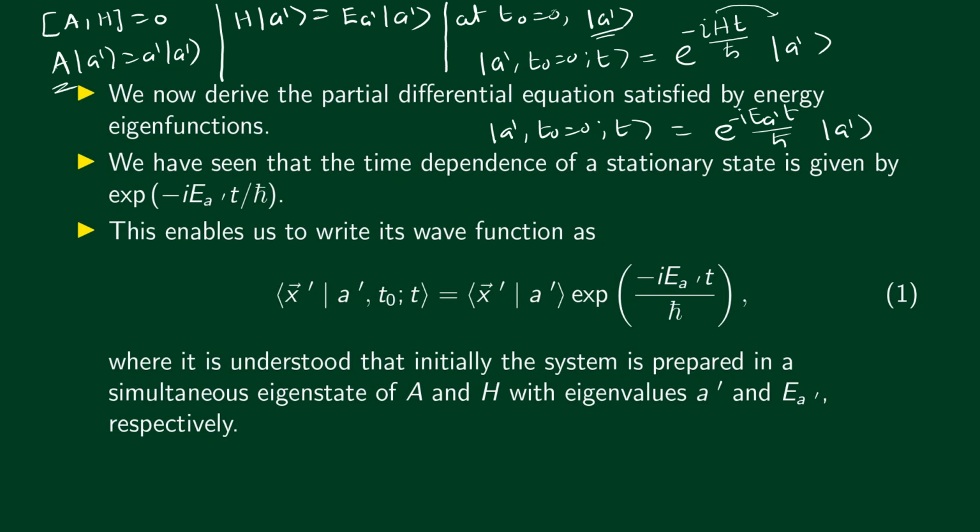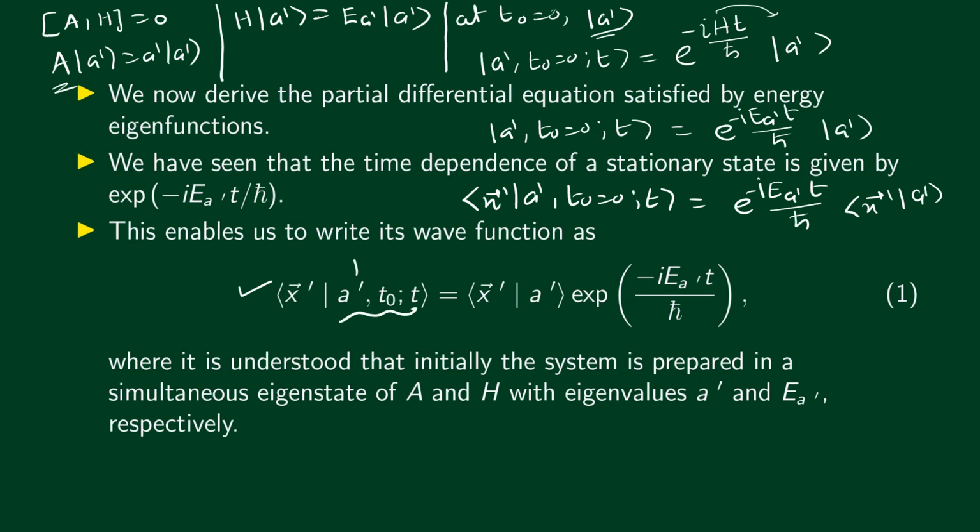Now we can look at the position space representation of this. So we just push a bra x vector prime from the left. So we can write bra x vector prime, ket A prime, t0 equal to 0, at time t is equal to, this is a number, so this bra will bypass this e raised to minus i E_A prime t by h bar, and we will have bra x vector prime ket A prime. So that's the equation that we have here. This is the wave function called the energy eigenfunction. This is the position space representation of an energy eigenket, and it's a function of position. This is called an energy eigenfunction.